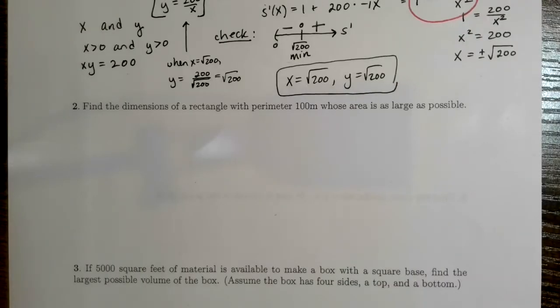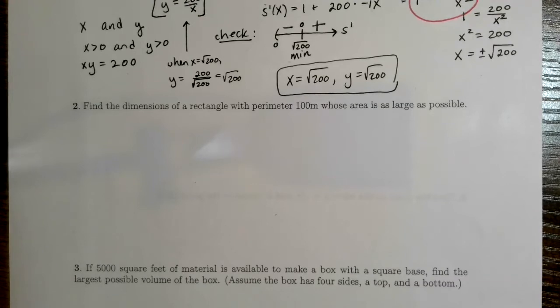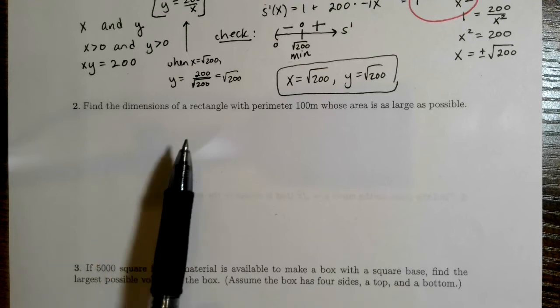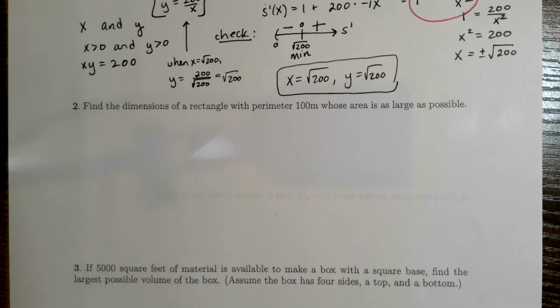Welcome back. This is the solution for number 2 on our optimization worksheet. Problem 2 says find the dimensions of a rectangle with perimeter 100 meters, whose area is as large as possible. This problem is very similar to the example we did in class on Thursday, where we were building a rectangular fence against a stream. This just doesn't have the stream component.